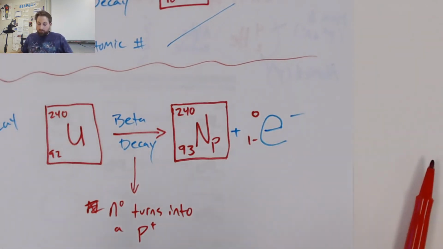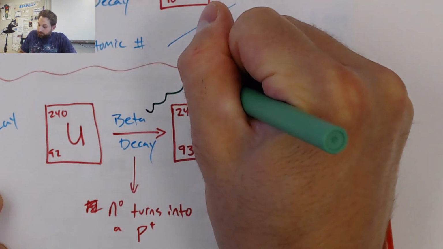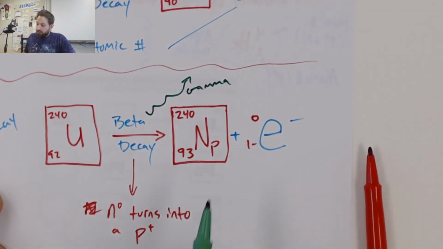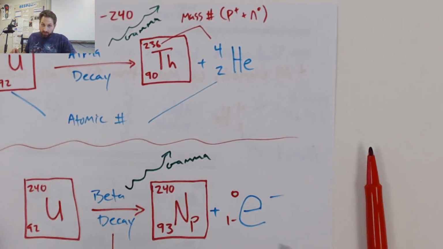And again, when this decay happens, gamma radiation is also given off. It's high energy radiation. In addition to that, this particle is flying around. In addition to that, new elements are made.